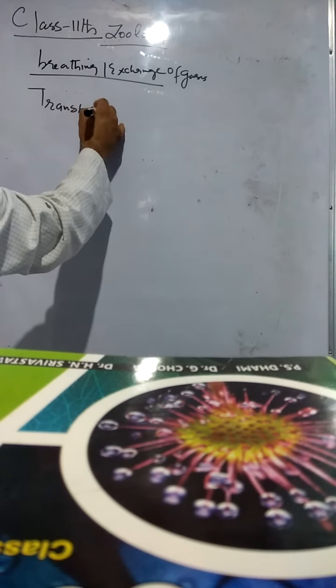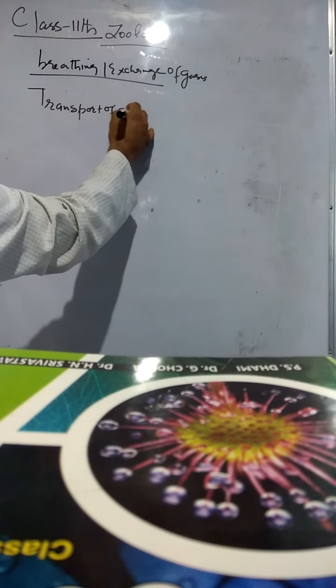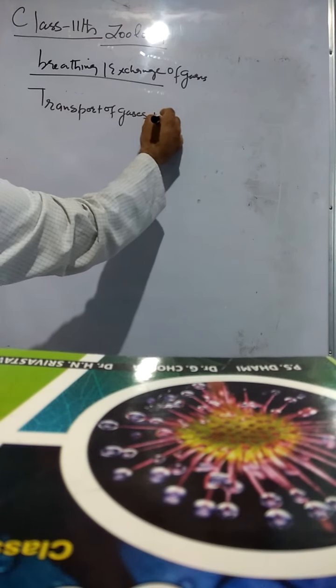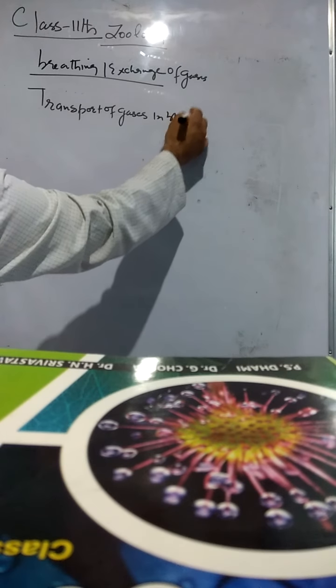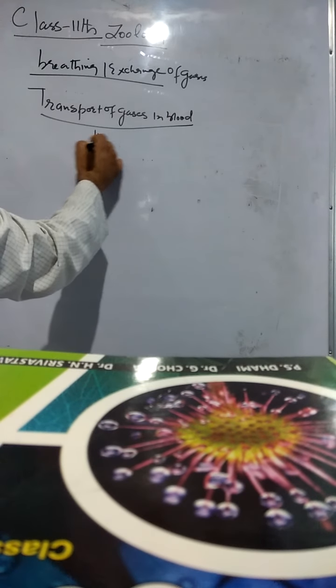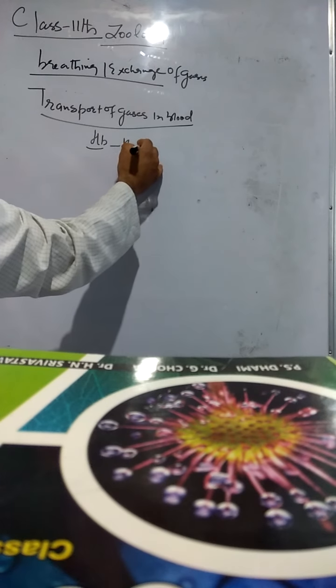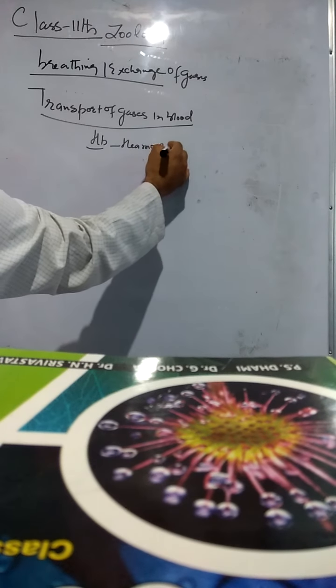Transport of gases in human blood. Human blood contains a pigment. That pigment is called Hb, what we call hemoglobin. This plays a very important role in the transport of gases in human beings.